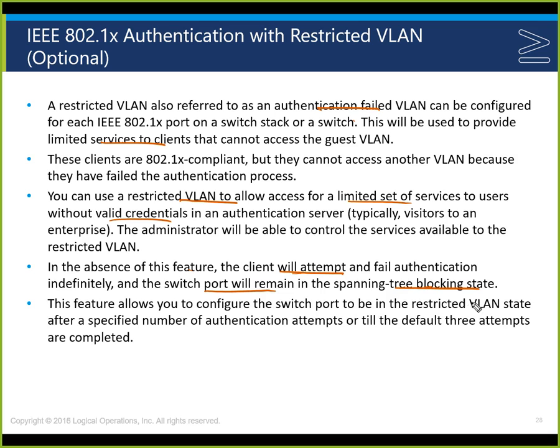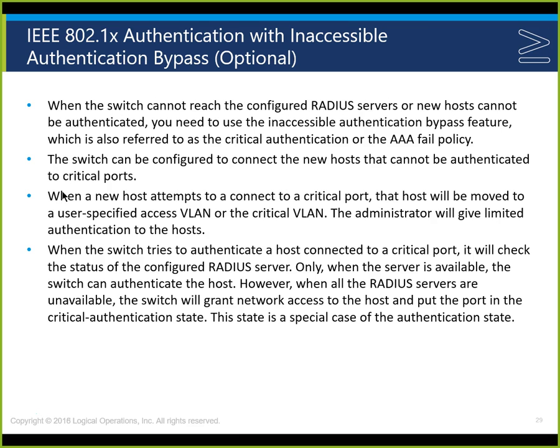Configure the switch port on the restricted VLAN state after the specified number of authentication attempts, until the default 3 attempts are completed. So once it happens, if we have it, they're going to get to the restricted VLAN. Otherwise, they're not. Some more exceptions here.